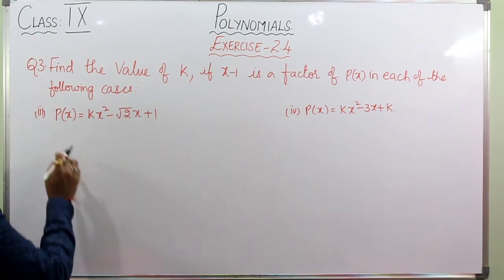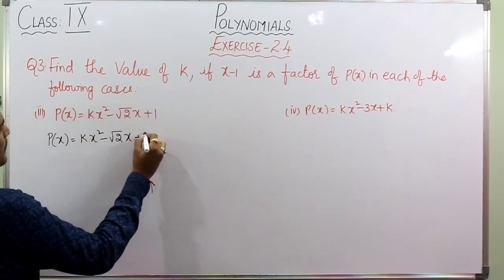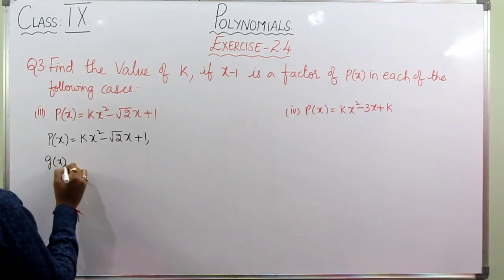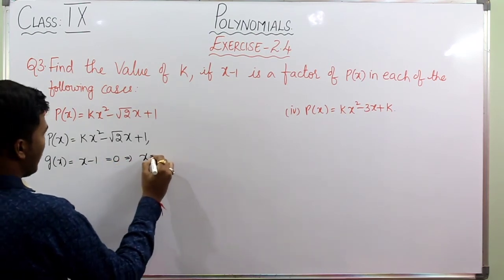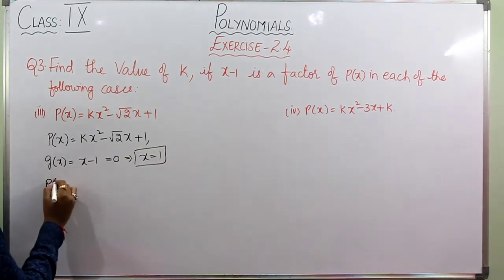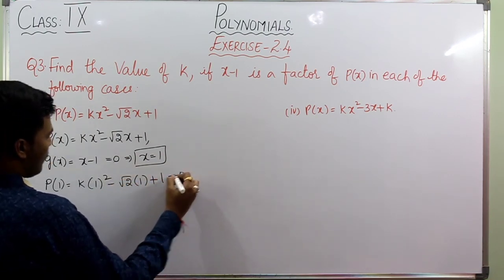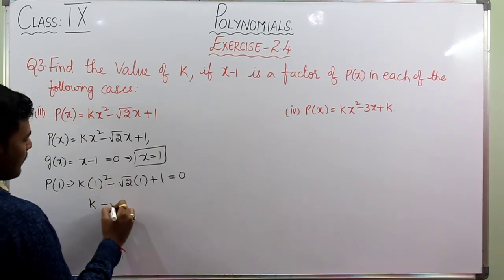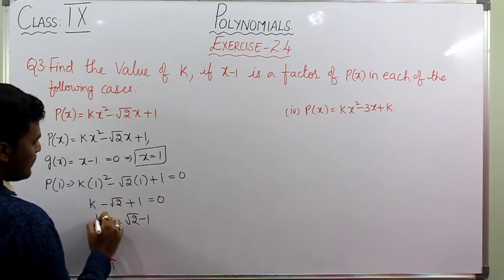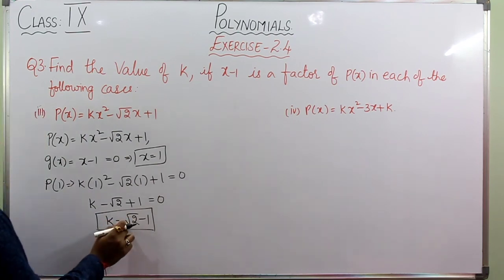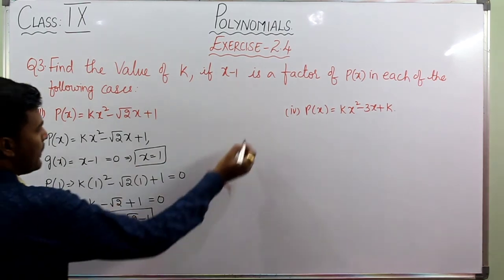Now the next problem, that is p of x is equal to k x square minus root 2x plus 1. And what is the g of x? g of x is x minus 1. So this should be equated to 0. Okay, this will become x is equal to 1. Let us substitute there. k into 1 minus root 2 into 1 plus 1, and also I am equating to 0. Then it will become k minus root 2 plus 1 is equal to 0. From that k will become root 2 minus 1. So here the k value is root 2 minus 1, because minus root 2 if I shift it that side it will become plus root 2, plus 1 if I shift it that side it will become minus 1.